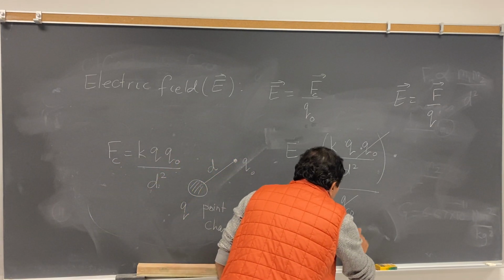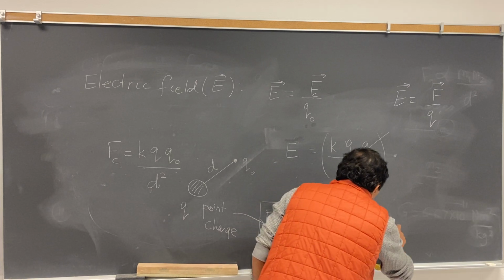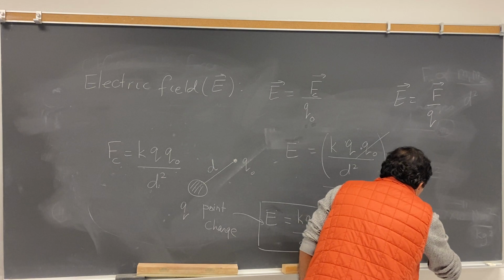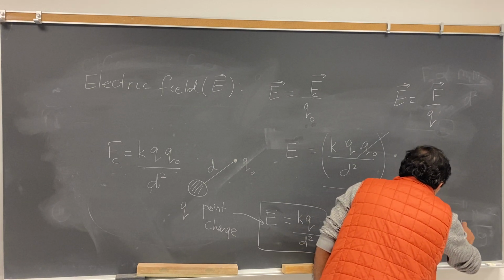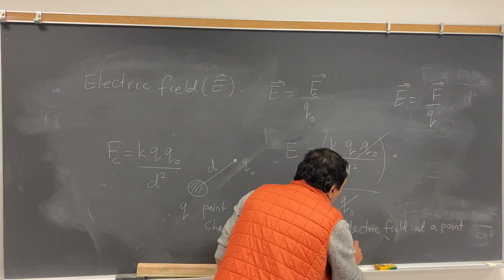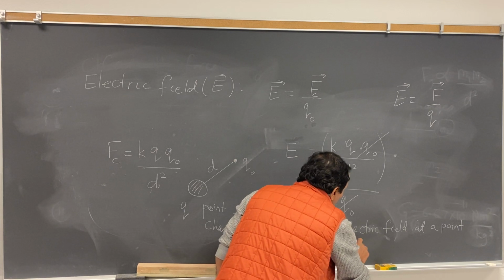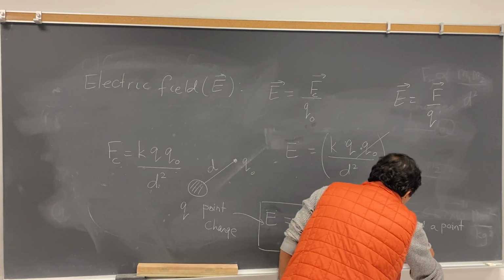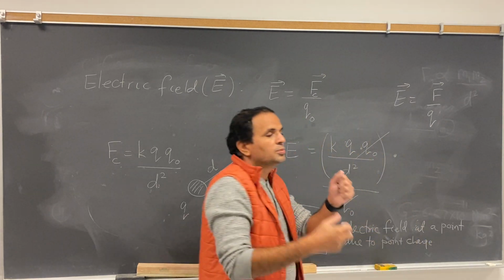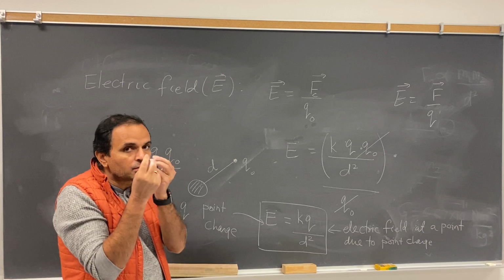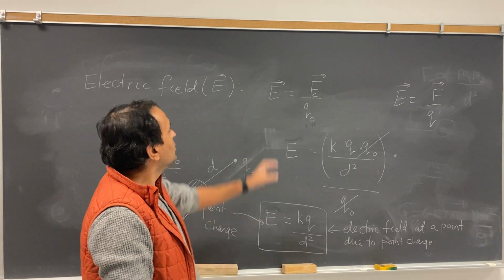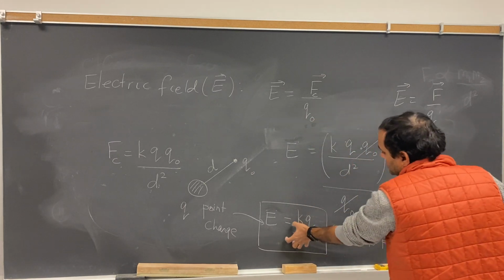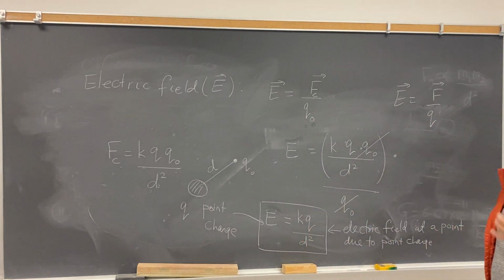This is the electric field at a point due to a point charge. We can say the object, this charged particle, is really small. That is what we call a point charge. So electric field is force per unit test charge, and this formula is the electric field due to a point charge.